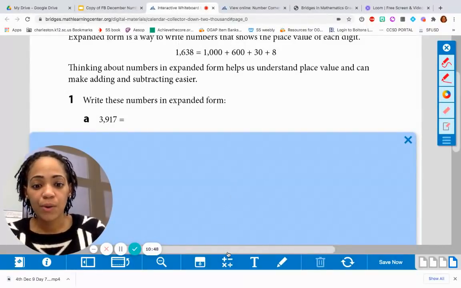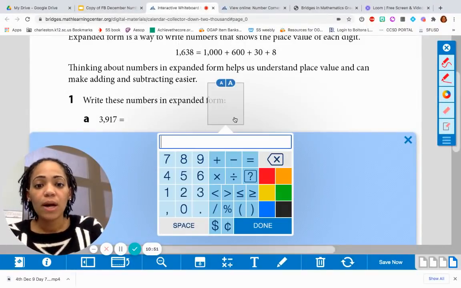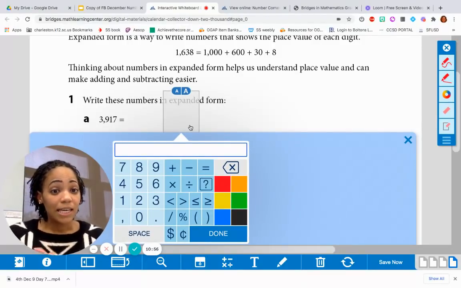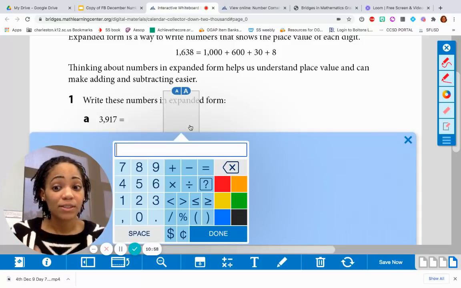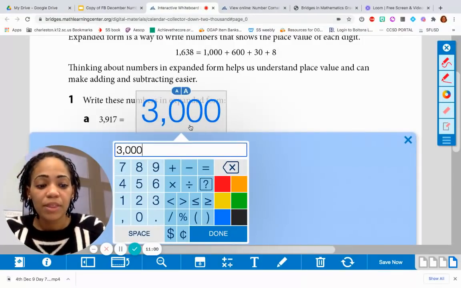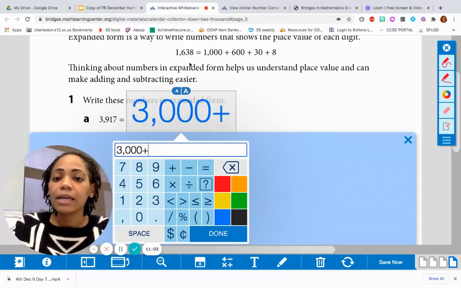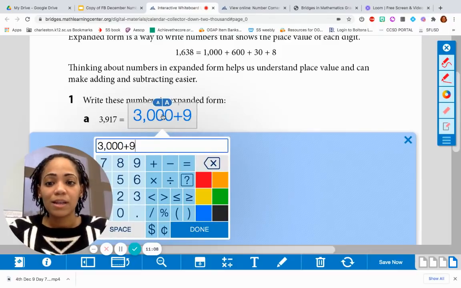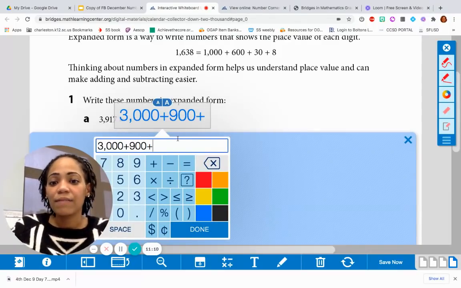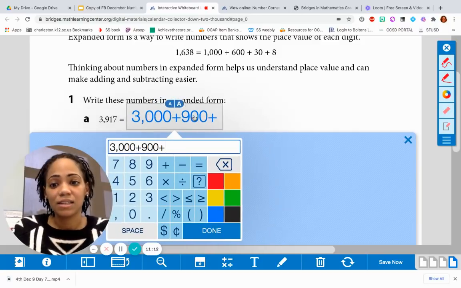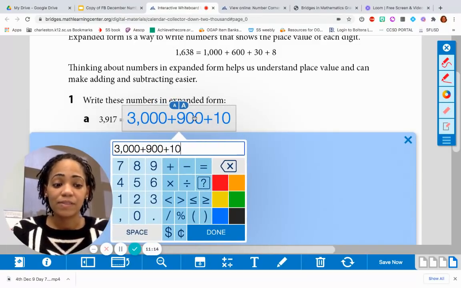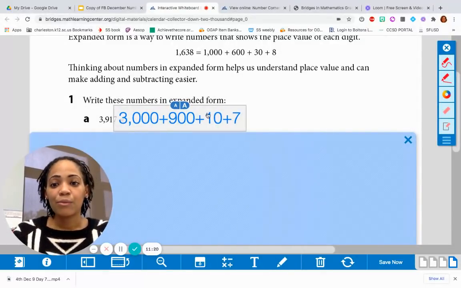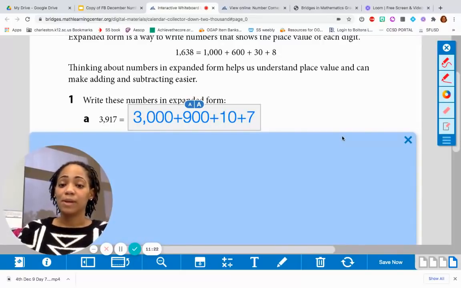All right, so what are we gonna get? What is the value of the 3 in 3,917? And I'll tell you, it gives you a hint when you say the number 3,000. So 3 would be 3,000. What's the value of the 9? Good, 9 is worth 900. And then the value of the 1, what place is it in? In the tens place, so it has a value of 10. And then 7 is just 7. We have now written this number in expanded form.